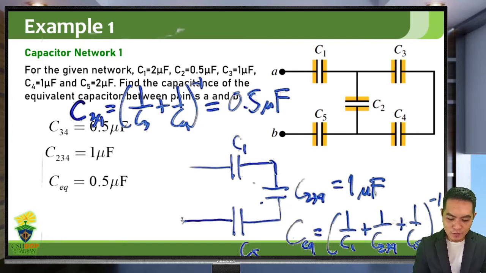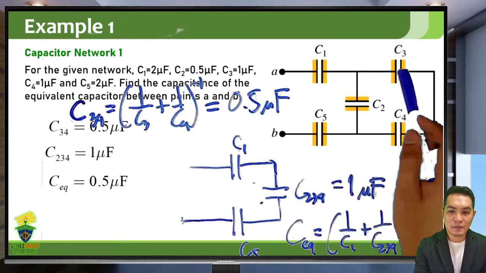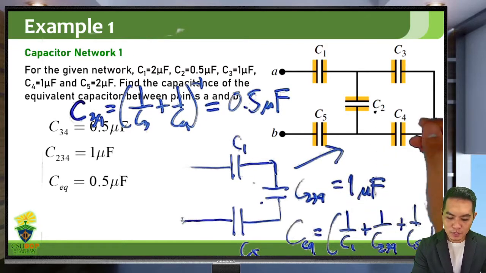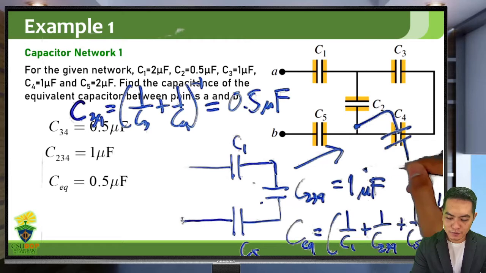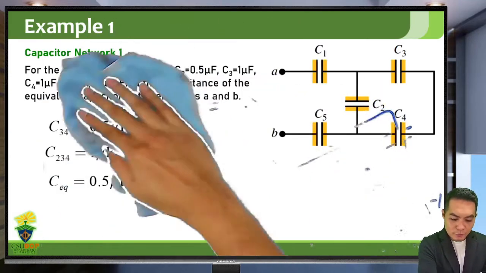So here you need to draw the circuit again on your paper, and then simplify your drawing until such time that you will get only one equivalent capacitor. So you must do that in your actual solutions. I'm doing that too, but I'm just erasing it because I only have a very small space to work with. Okay, so that's it for this example.